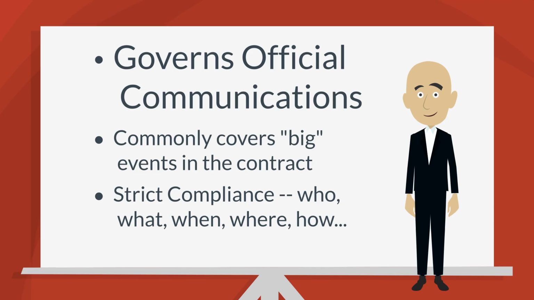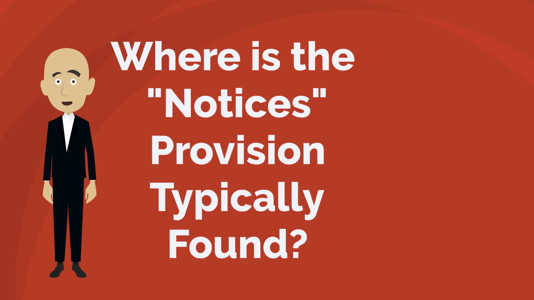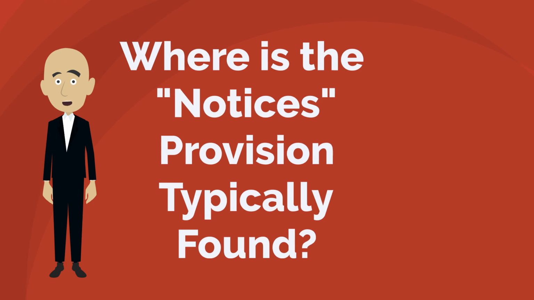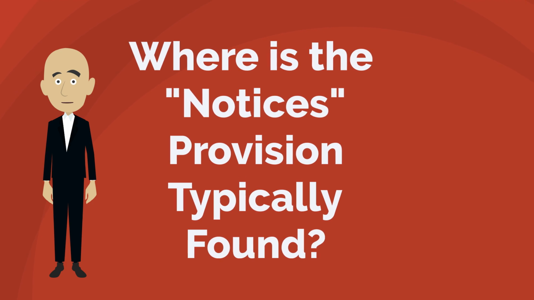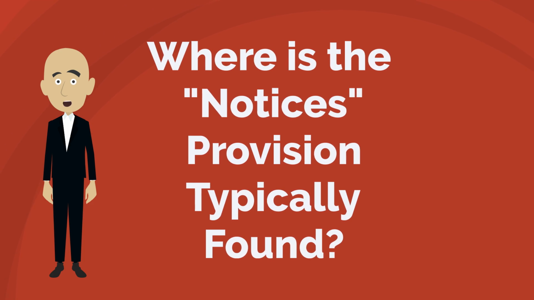A good notices provision will therefore set out the who, what, when, where, and how of what constitutes an official communication between the parties. As such, strict compliance with those terms is going to be necessary to make sure that a communication will be deemed official under the lease or the contract. So the notices provision is important because it lays out the requirements for what constitutes an official communication between the parties to the commercial real estate lease or contract.